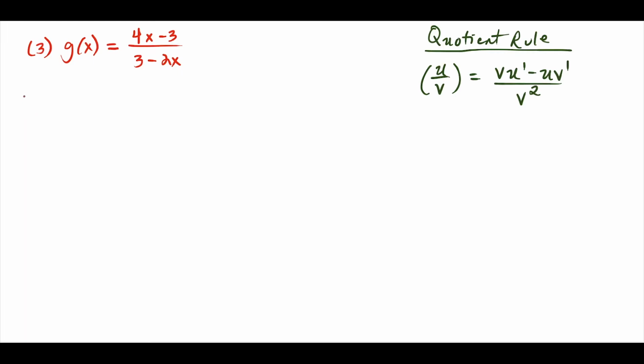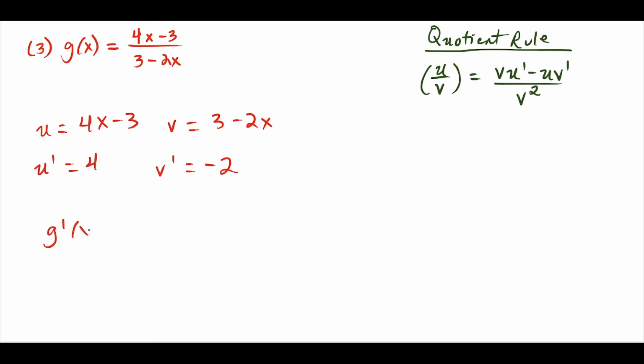Now, the third example here will show some of the trouble we're going to run into when we use the quotient rule. Defining the u and v term is not too bad, but sometimes it's the algebra that's going to give us trouble at the end. So here, notice we have u prime, the derivative of 4x minus 3, is just 4. And the derivative of v, 3 minus 2x, is just negative 2. So when we want to find g prime of x, we're going to use the quotient rule, but the challenge is probably going to be in the simplification step.